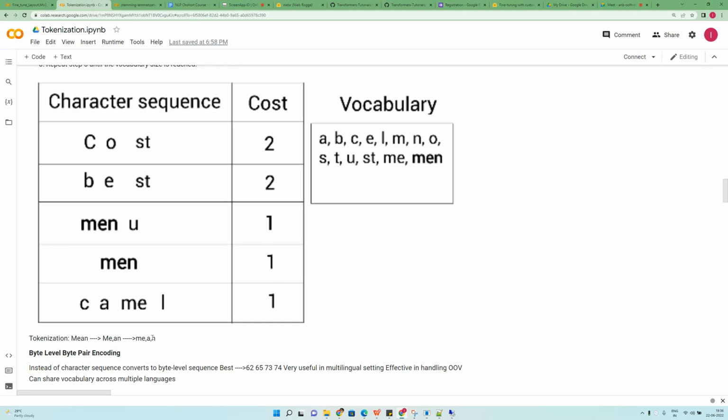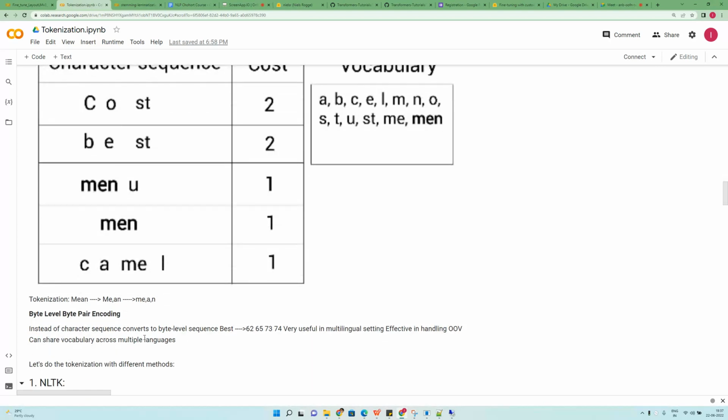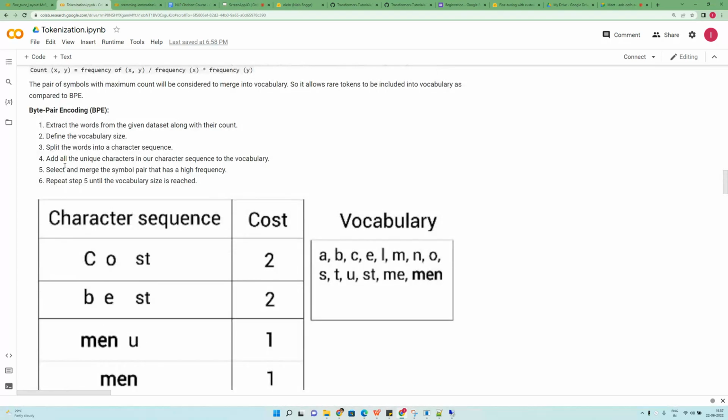So again, I will divide that AN into A comma N. Then I will see whether A is there or N is there. So A is there and N is also there. So I'm good. So for this, you will have a unique ID. So A will have 10 as an ID, B will have 1 as an ID, C will have 3 as an ID, E will have 4 as an ID, something like that. So I'll just assign those IDs to it, right? So that is about byte pair encoding.